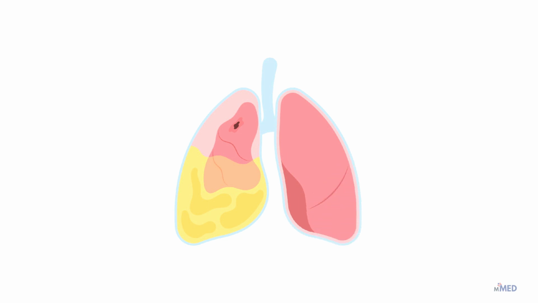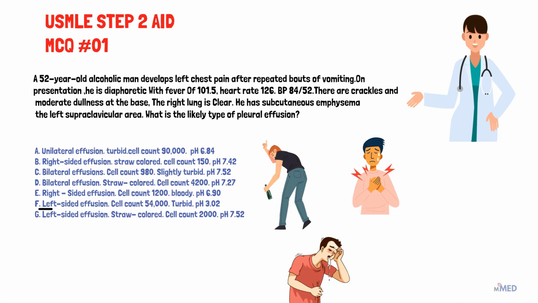Unilateral effusion refers to fluid accumulation on one side of the chest. While this option aligns with the patient's left-sided symptoms, let's analyze the contents of the effusions provided in the case to confirm the diagnosis. The left-sided effusion is described as turbid and has a cell count of 54,000 with 92% polymorphonuclear cells. Additionally, the pH of the effusion is 3.02, which is highly acidic. These findings suggest an inflammatory process and indicate an infection or another inflammatory condition in the left pleural space.